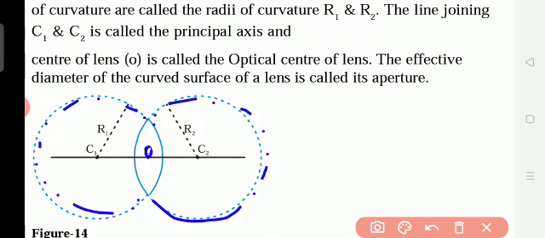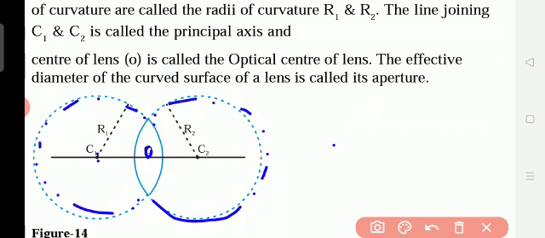And how many types of mirrors are there? Two types: plane mirror and spherical mirror. Spherical mirrors are of two types: concave mirror and convex mirror. In lenses we have two: convex lens and concave lens. Okay, write all these important points whatever I am saying. Understand?